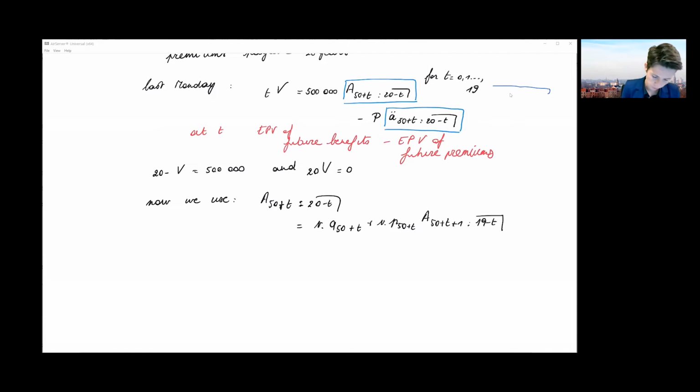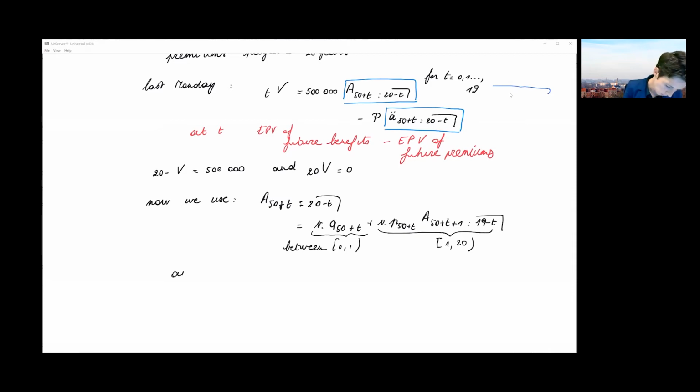Yeah, the endowment insurance is now issued to a 50 plus t-year-old. The remaining duration is 20 minus t. This is the EPV of the benefits that are guaranteed in the first year of this contract. And here we've got then the EPV of the benefits which are guaranteed from the second year in the contract on, right? So this is what is happening between time 0 and time 1. And here we've got what is happening between time 1, let's say, and the end year of the contract, which is in this case time 20. Okay, that's a splitting identity that we've already seen.